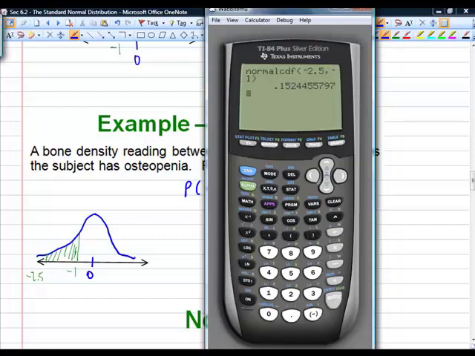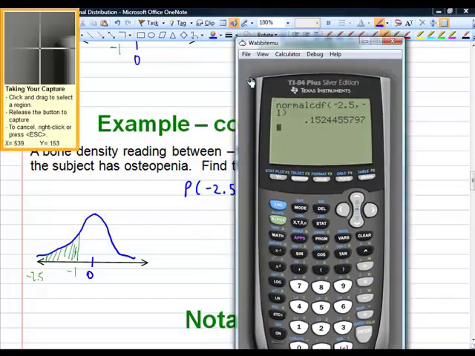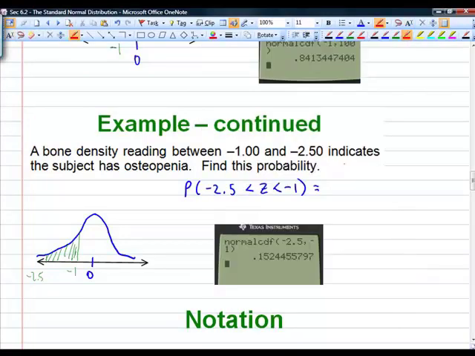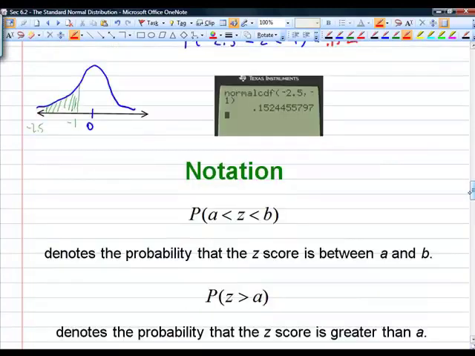So if you get an error message, one of the mistakes you may find is that instead of typing in the negative key right here, you may be hitting the subtraction key. That would generate an error. So look for that if you are getting an error on your calculator. So this probability is 0.152. So if you're given the left bound and the right bound, you don't have to make up really large numbers or really small numbers. Now the notation that we use, the probability that z is in between a and b.